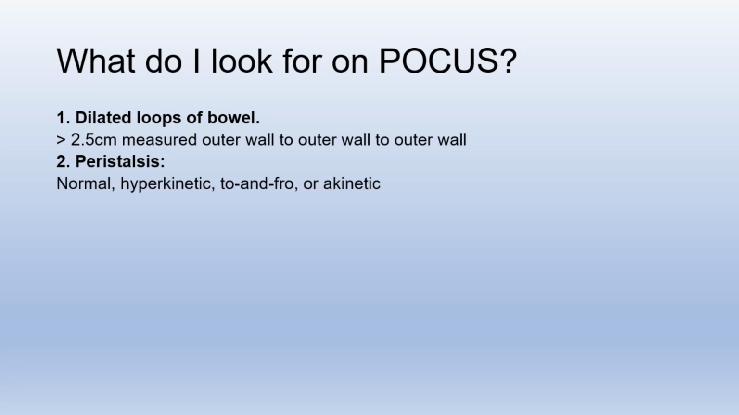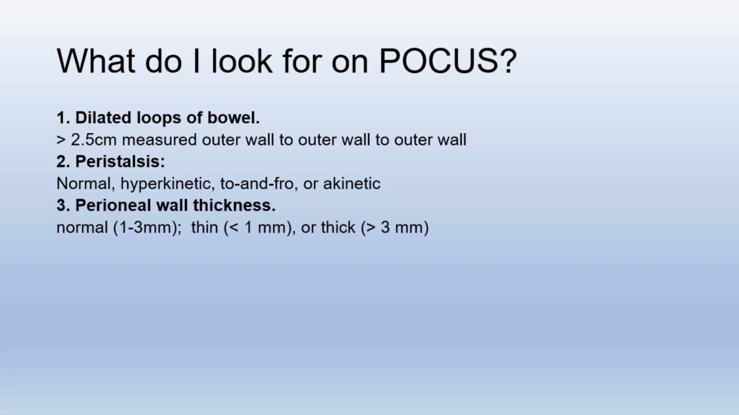Number 2 is the functioning of the bowel or peristalsis. And you're going to say, is it normal? Is it hyperkinetic or grade 1? Is it to and fro? Now you're worried about grade 2 decompensated obstruction, or are you seeing akinetic dead bowel that's very concerning as a surgical emergency?